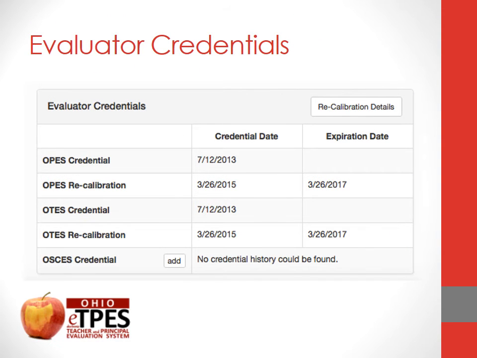Evaluator credentials are visible in eTPES. The Certificate of Attendance for completion of State Ohio School Counselor Evaluation System training must be uploaded into eTPES as evidence. Credentialing for OTES and OPES will automatically be loaded into eTPES upon the successful online credentialing of the evaluator. All of these credentials are visible on the eTPES home screen for the evaluator, where all credentials are listed for OTES, OPES, and OSES.